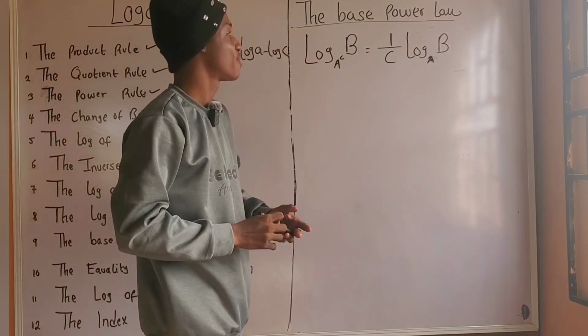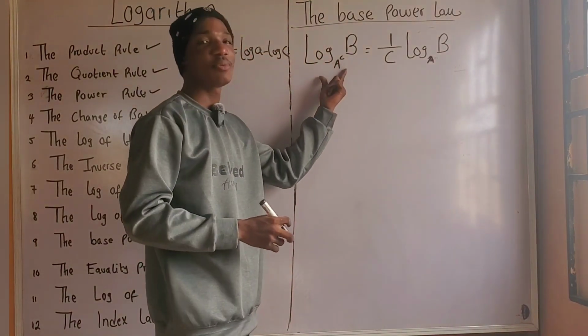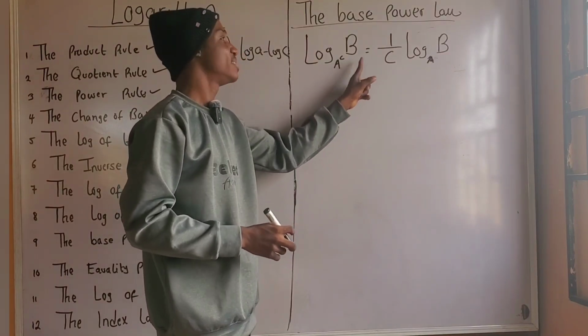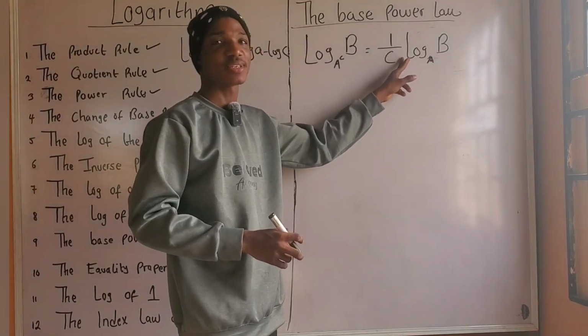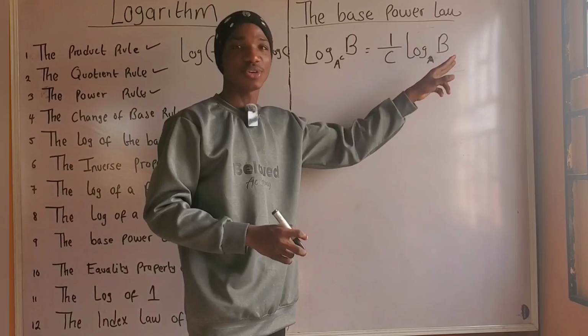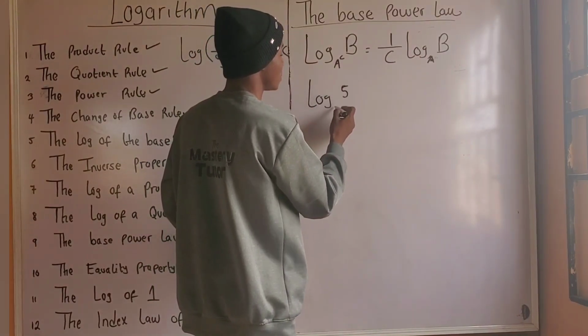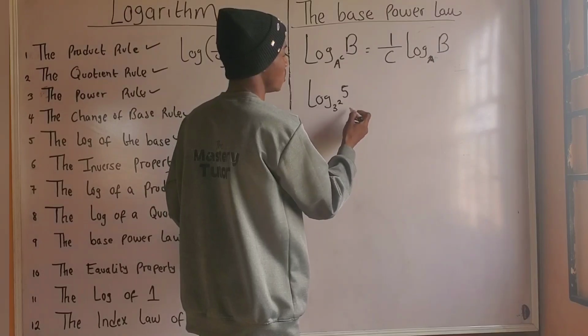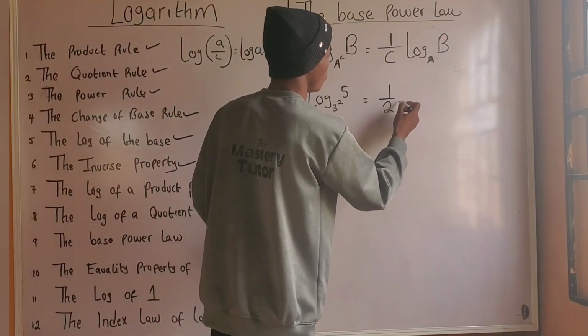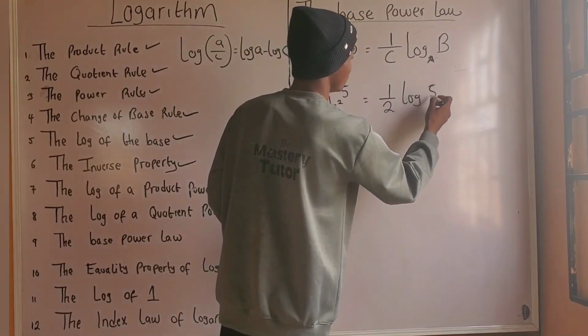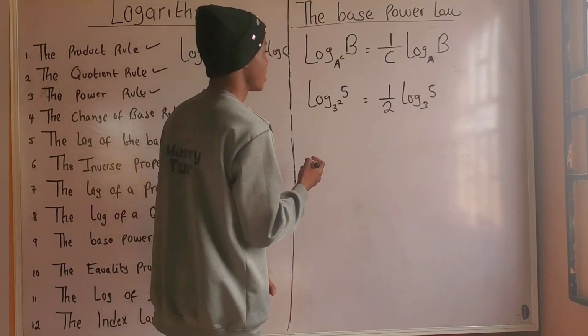It's simple. Anytime you have a logarithm whose base is raised to a power, the result will be the inverse of the power multiplied by the logarithm. So let's say you have log 5 base 3 raised to the power of 2. This will be equal to 1 over 2 multiplied by log 5 base 3. Do you get it? Okay, another one.